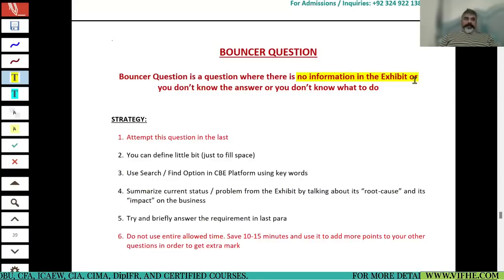Now, where will we get our information when there is no exhibit, right? So what do we do? How do we handle a bouncer question? Number one, we will attempt this question in the last. We all agreed, right? We will start with the easiest question first, and then we will park the bouncer question for the last.